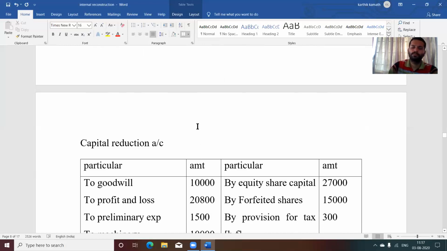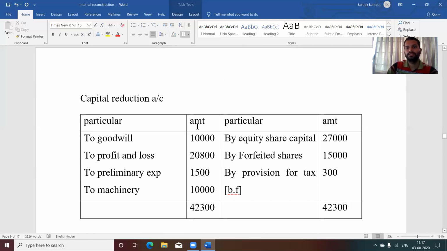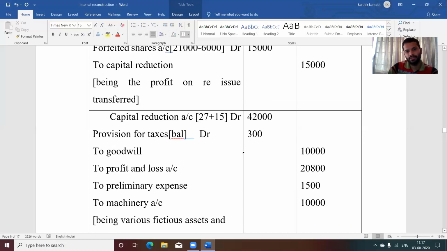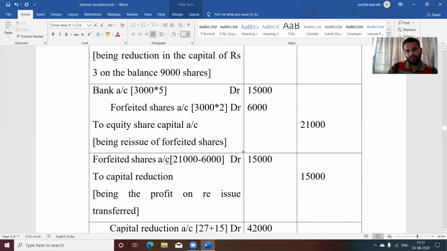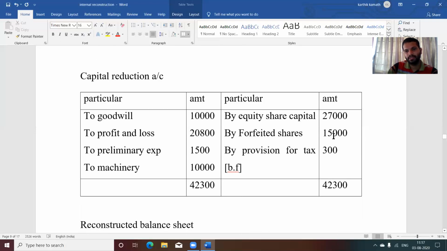Now you need to prepare the capital reduction account. This is very simple. If you see your journal entries, you can easily do the capital reduction account. How to do it? See now, if you see the journal entries here, wherever there is a capital reduction, to capital reduction means in the capital reduction account. Then by forfeited shares, it is given 15,000. Similarly, equity share to capital reduction, so by equity share capital 27,000.